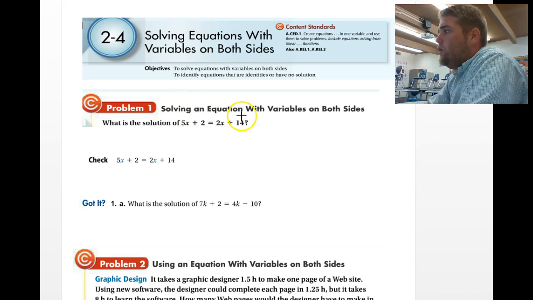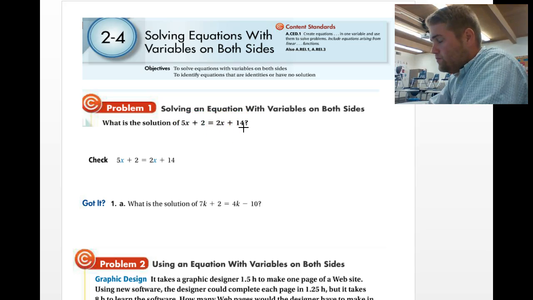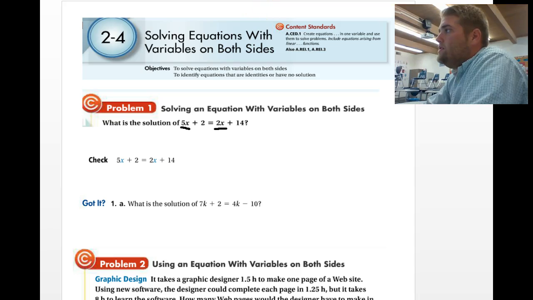So problem one, solving equations with variables on both sides. What is the solution to 5x plus 2 equals 2x plus 14? Okay, so first thing we want to isolate our variables. I've got a variable there and a variable there. I want to get all of my variables on the same side. So I have a positive 2x, so the opposite of adding 2x is minusing 2x, minus 2x. And now we have 3x plus 2 equals 14.